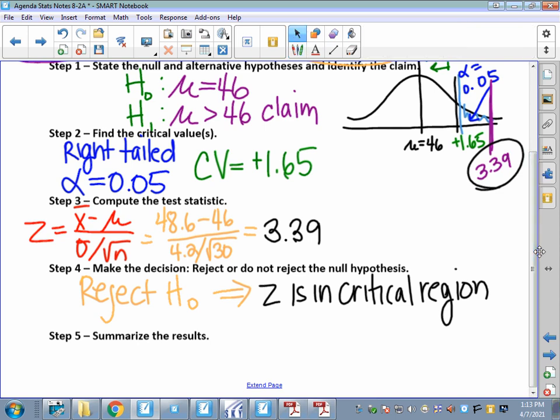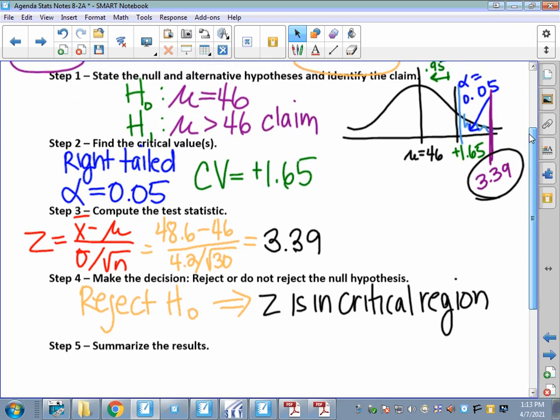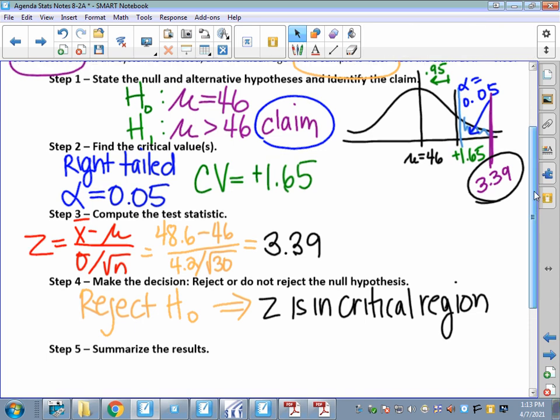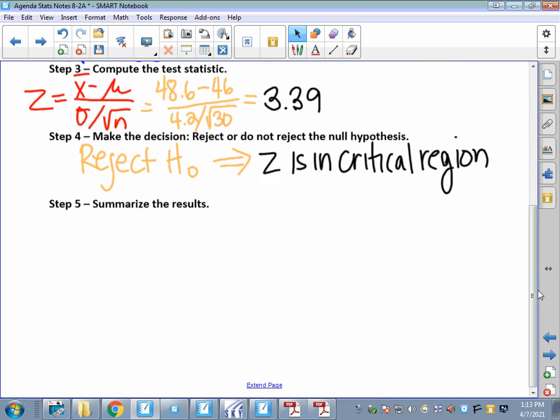All right, so we've got everything we need. Step 5 is the fun written part. I'm also an ELA teacher. So we reject H sub O, and our claim is H sub 1. So I go back to that little chart, either on page 425 or in my last set of notes. If I reject H sub O and H sub 1 is my claim, that means I'm going to say something like, there is not enough evidence to support the claim.